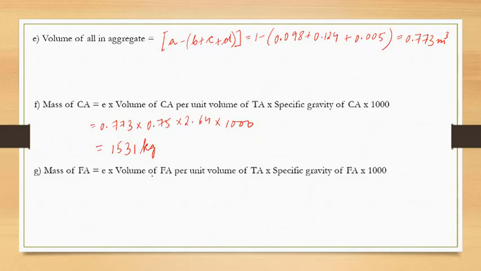Next, we have the mass of fine aggregate, using the similar formula. So E is 0.773. Volume of fine aggregate per unit volume of total aggregate we got as 0.25. Specific gravity of fine aggregate we got as 2.62, into 1000, and we get this as 506 kg.